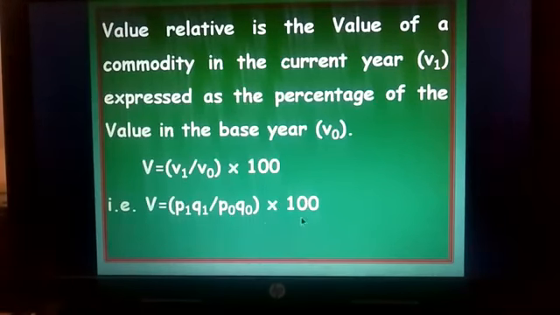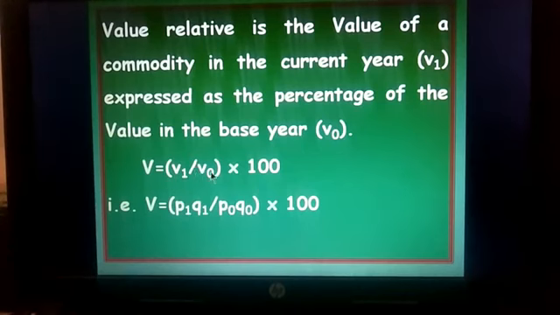Value relative is nothing but the value of a commodity in the current year, that is V1, expressed as a percentage of the value in the base year. In a similar way, all three can be defined: price, quantity and value relatives.